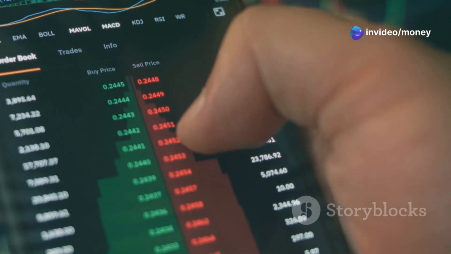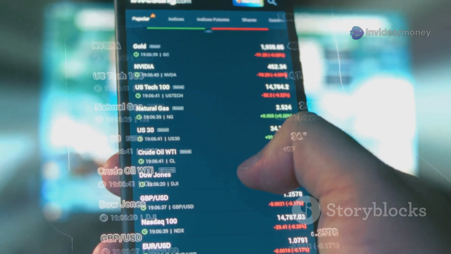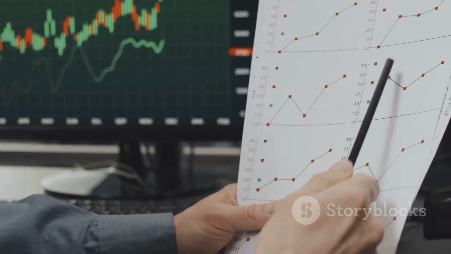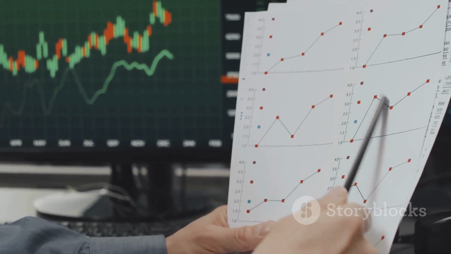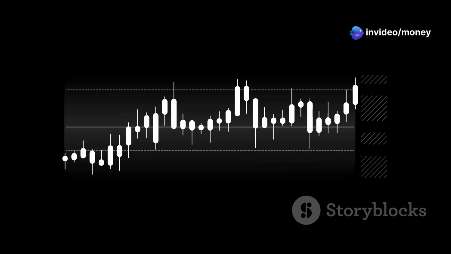Let's say we want to calculate the 10-day SMA of a stock. We'd add up the closing prices of the last 10 days and then divide by 10. Easy peasy. The pros? The SMA is simple to understand and calculate. It provides a good representation of the overall trend. The cons? It gives equal weight to all periods, so older data can skew the average.